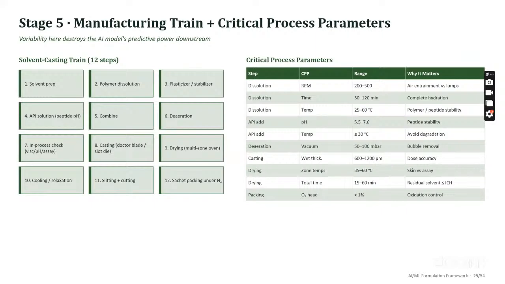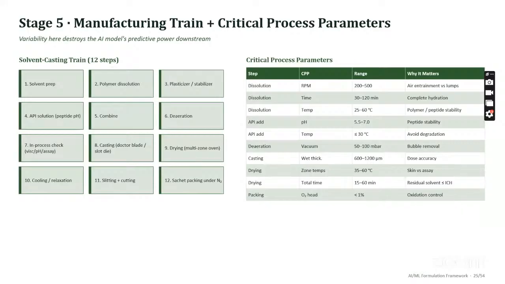Next. Stage 5, manufacturing. Here, process variability destroys the model's predictive power downstream. So we lock it down. A 12-step solvent casting train with critical process parameters and acceptable ranges for each: mixing speed, pH, drying temperature, and oxygen headspace. So this solvent casting train has 12 steps.